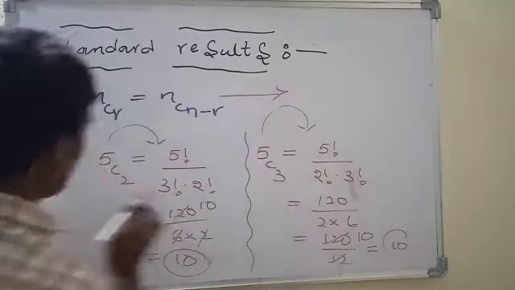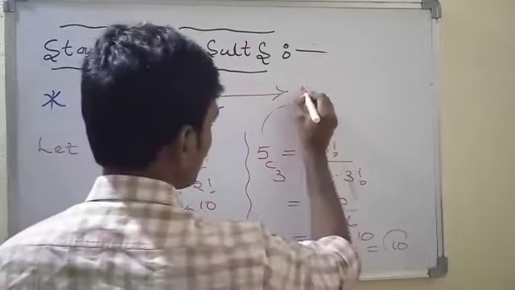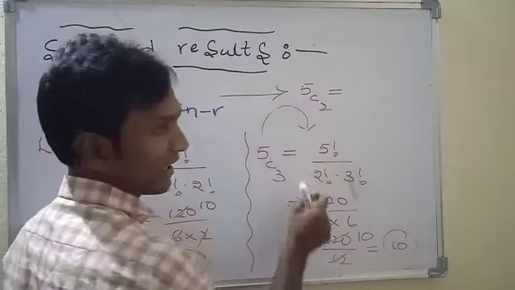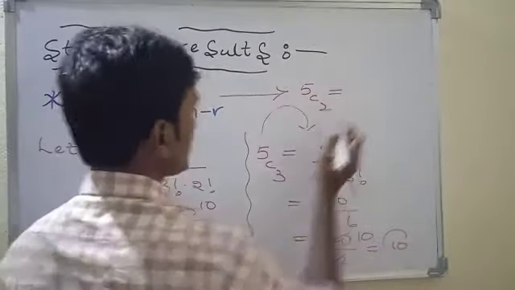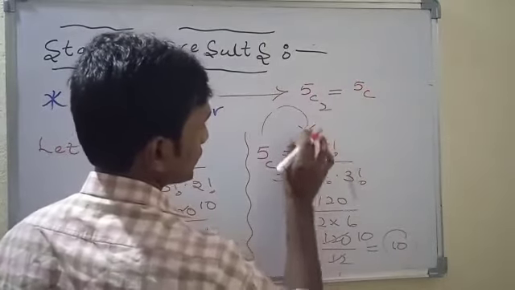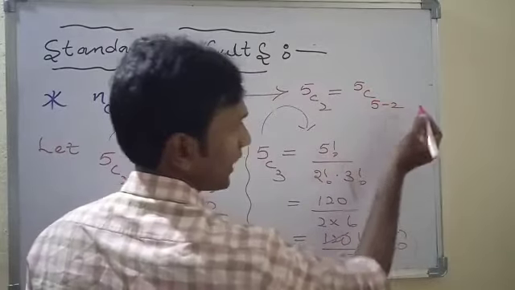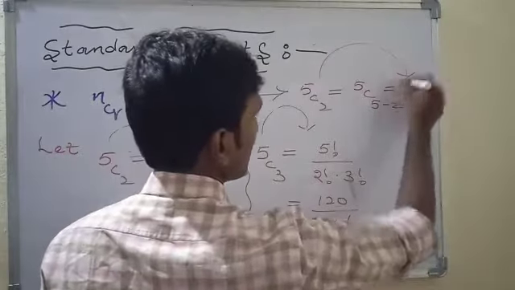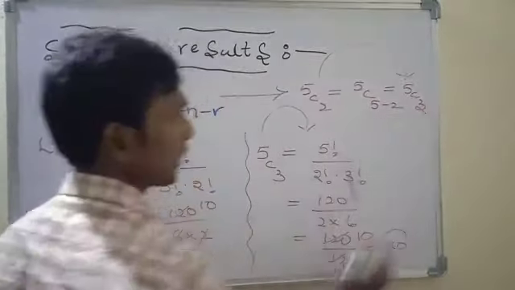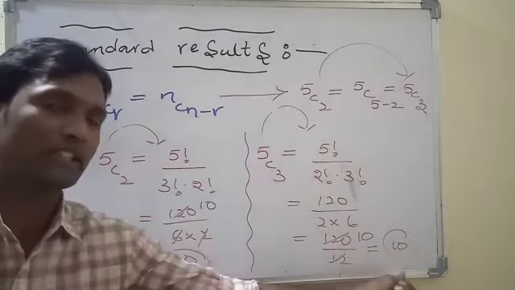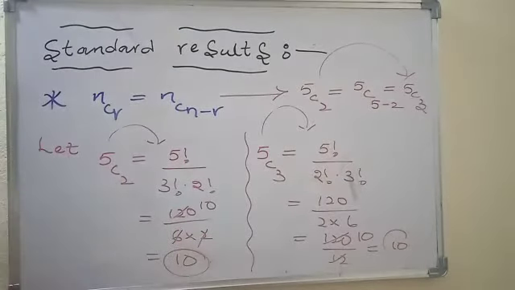That means, see this one. First of all, take the first binomial coefficient, 5c2. It is in the form of nCr. nCr equals nC n minus r, so 5c2 equals 5c 5 minus 2, which equals 5c3. That means both the values of 5c2 and 5c3 are always equal. So the values of 5c2 and 5c3 equal 10. So this is the second standard result, that is nCr equals nC n minus r.